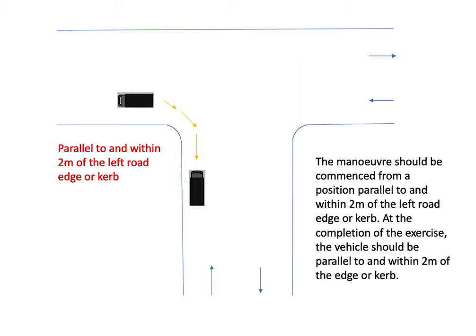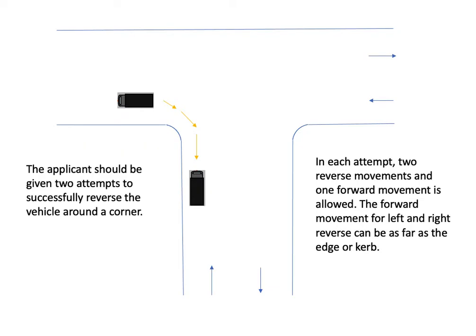The maneuver should be commenced from a position parallel to and within 2 meters from the left road edge or curb. At the completion of the exercise, the vehicle should be parallel to and within 2 meters of the edge or curb. The applicant should be given 2 attempts to successfully reverse the vehicle around the corner. In each attempt, 2 reverse movements and 1 forward movement is allowed. The forward movement for left and right reverse can be as far as the edge or curb.